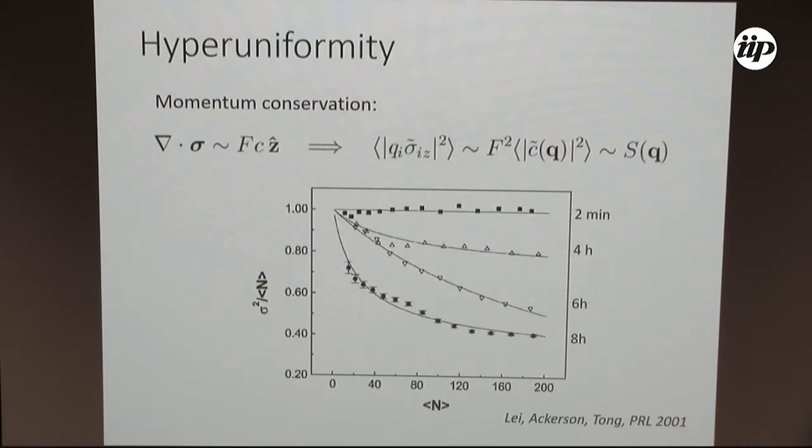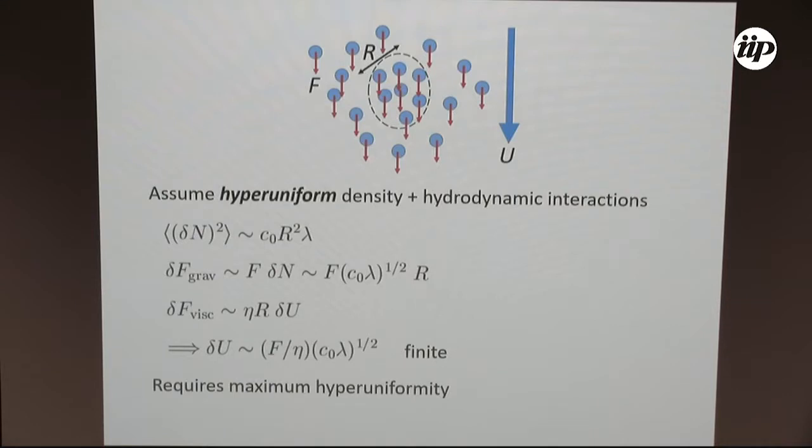Here you can see the fluctuation in the particle number as a function of the size of your region, or the mean number of particles in the region. In the beginning of the experiment, the fluctuations are normal because they are now normalized by the mean particle number, so it's a constant. But then as time goes by, the fluctuation becomes more and more suppressed. So it is verified experimentally, not accurately, but qualitatively.